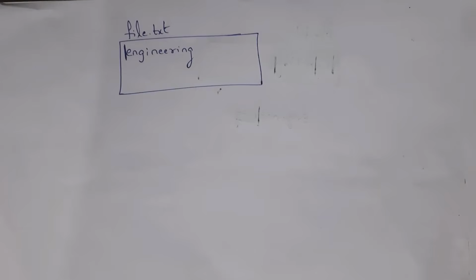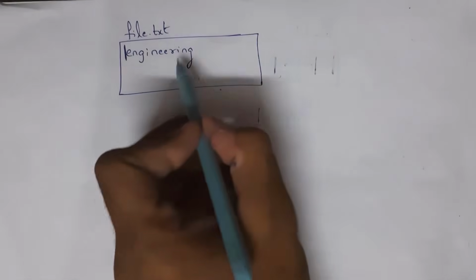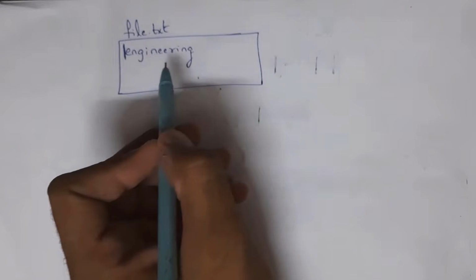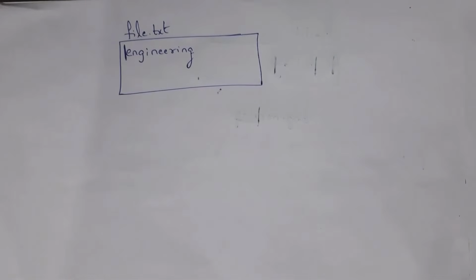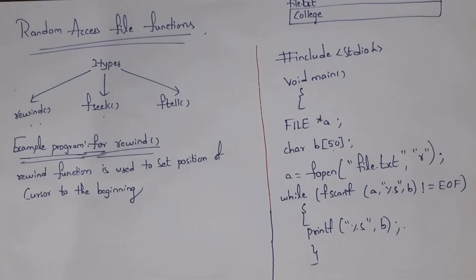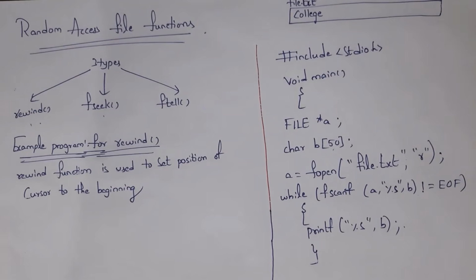For example, I want to print the last character, that is G, as output. For that purpose, I need to place the cursor at the last position like this. If you want to place the cursor at any desired position, then you need to use random access file functions. First, I will explain the rewind function with an example program. By using the rewind function, you can bring the cursor to the beginning. That is, you can place the cursor at the starting position.